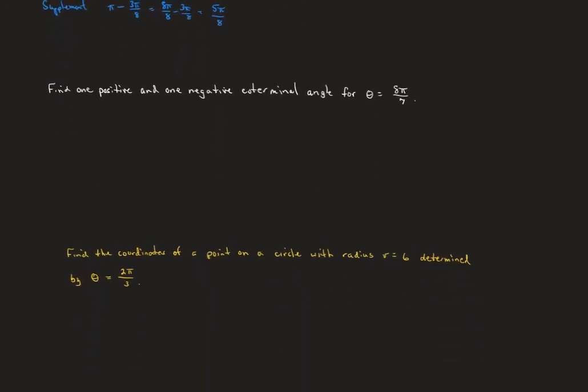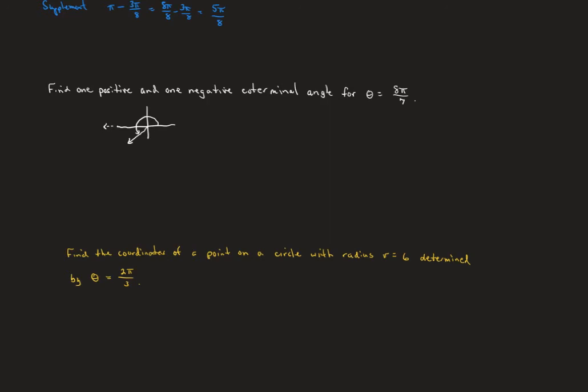Okay, next we're going to look for one positive and one negative coterminal angle for theta equals 8 pi over 7. So a coterminal angle is going to be an angle that has the same terminal side. I'm going to draw you a picture, but it doesn't really matter. We can do this without the picture. 8 pi over 7 is going to be like 1 1/7. So 1 pi is going to take us to that straight line, and so our 8 pi over 7 is going to be down here in quadrant 3.